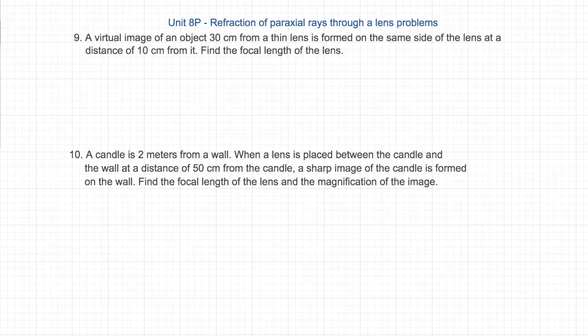Question 9, a virtual image of an object 30 centimeters from a thin lens is formed on the same side of the lens at a distance of 10 centimeters from it. Find the focal length of the lens. So we know this is a concave lens because the real object forms a virtual image to the right of the object.